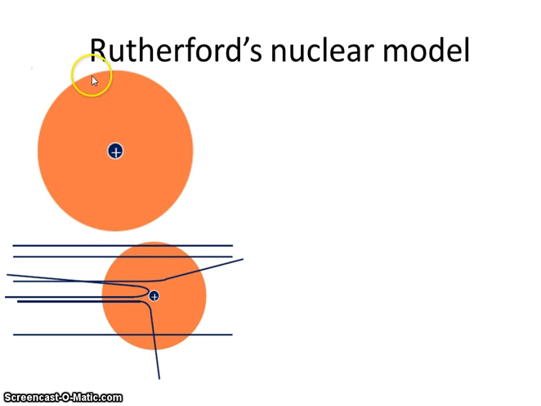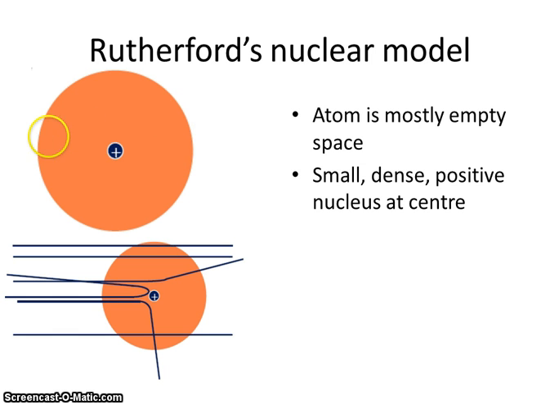And rather than imagining that the atom was mostly this kind of diffuse cloud of positive charge, he imagined that the positive charge was centred right at the middle of the atom in a very, very dense region known as the nucleus. The rest of the atom is mostly empty space, and right at the centre then we've got this small, very dense positive nucleus.